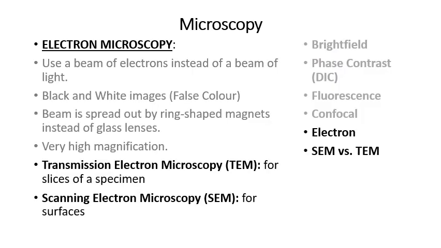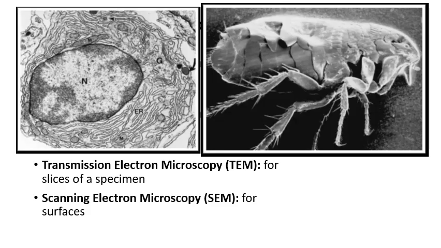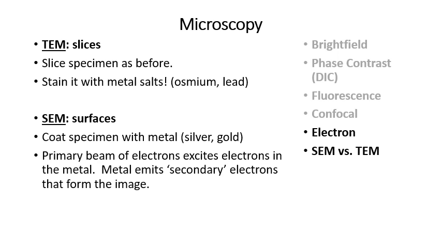Okay, so two types of electron microscopes. The transmission electron microscope sees slices of things. The scanning electron microscope sees surfaces. So TEM on the left, SEM on the right. TEM looks at slices through things, and in order to see things you have to stain them with metal salts like osmium tetroxide.